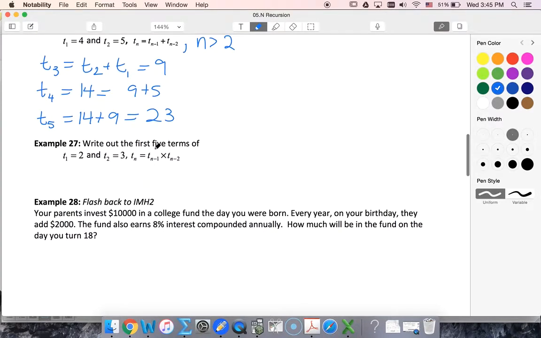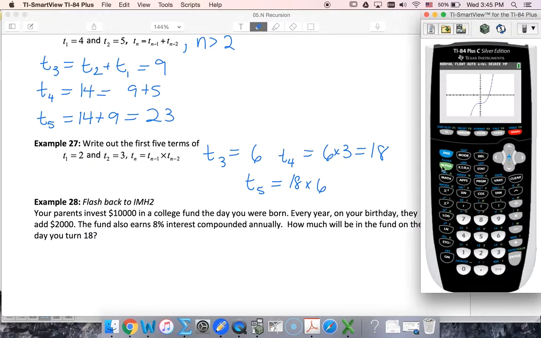And now this one, the first 5 terms again. In this case, it's the product of the previous 2. So the third term is 6. The fourth term is going to be 6 times 3, which is 18. And my fifth term is going to be the fourth times the third, 18 times 6. We know that I make mistakes when I multiply in my head. So 18 times 6 gives us 108.